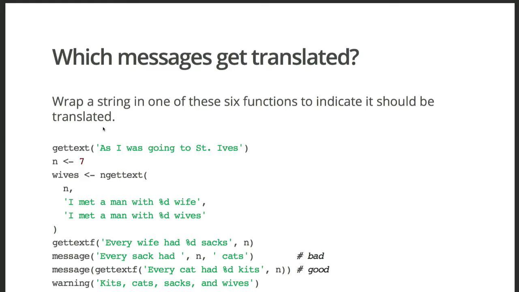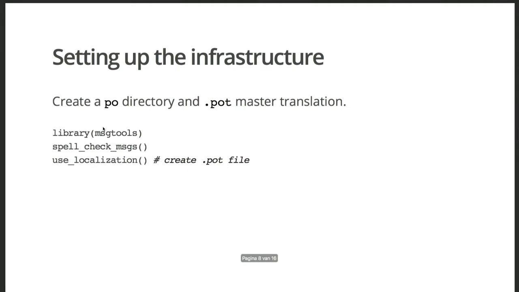In order to translate an error message, or translate a message, you've got to wrap it in one of 6 functions. At the top you can see there's getText, so at the start you have a string, as I would go into strings. If you wrap it in getText, it's the same string, but now it's translatable. And there are a couple of variations, nGetText and getTextF, which deal with similar situations. And then messages, warnings, error messages from stop, these are all automatically translatable. So that was base R stuff.